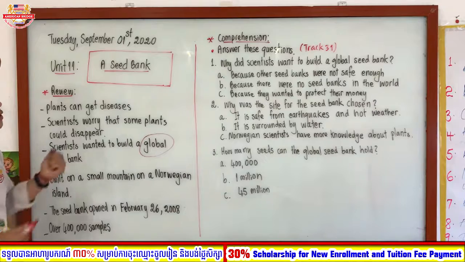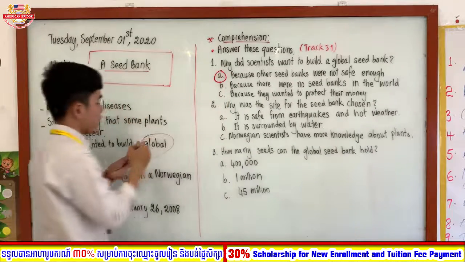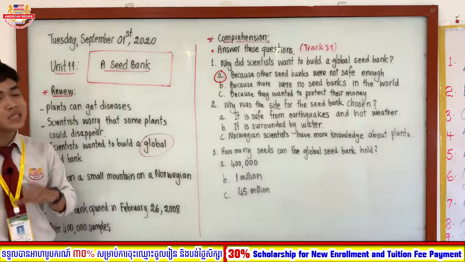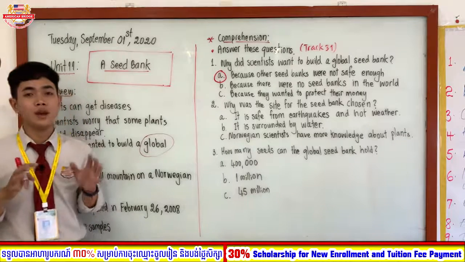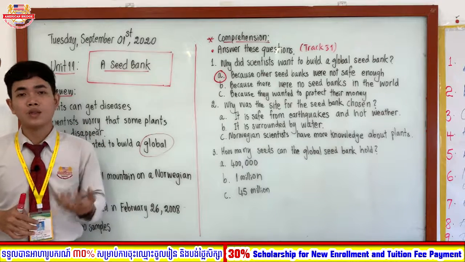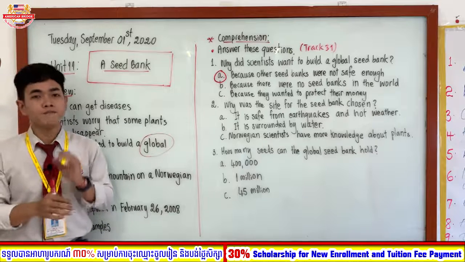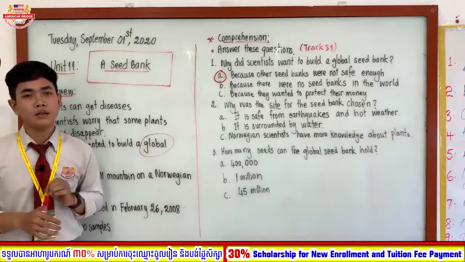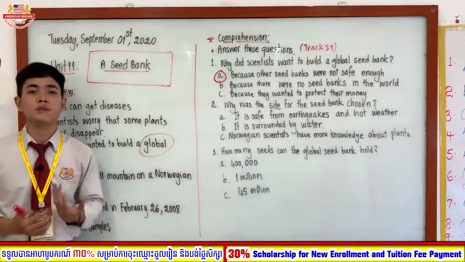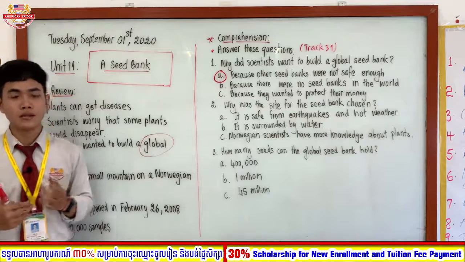So the correct answer for question 1 goes to letter A, because other seed banks were not safe enough. Actually, we have many seed banks in the world, but those seed banks are not really safe to protect the plants or any seeds that they have in that bank, right? That's why the scientists wanted to create what we call a global seed bank, a large place in the world, right?